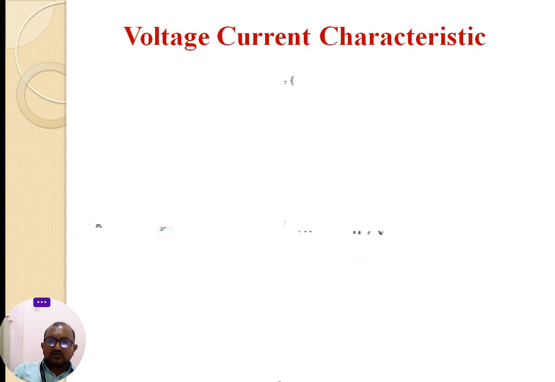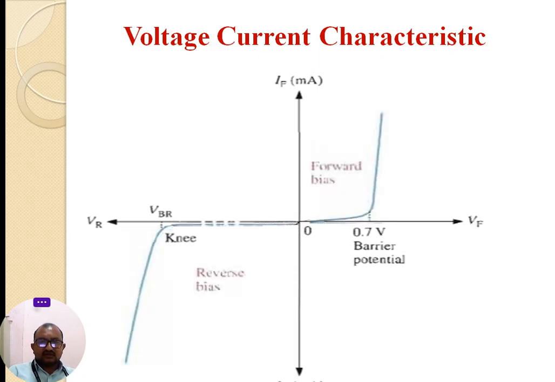Then, the voltage-current characteristic of the diode, which is called the VI characteristic of the diode. Here we see the voltage versus current graph of the diode. First of all, we have to study the forward bias condition. On the x-axis we consider the forward voltage, and on the y-axis we consider the forward current and reverse voltage.